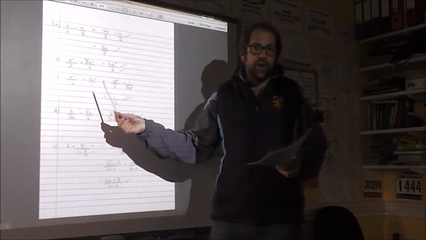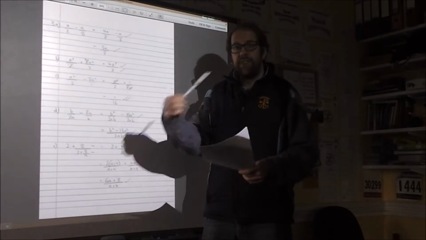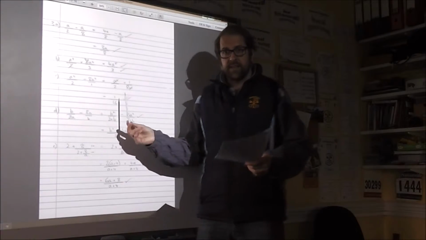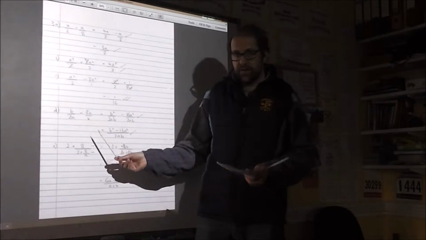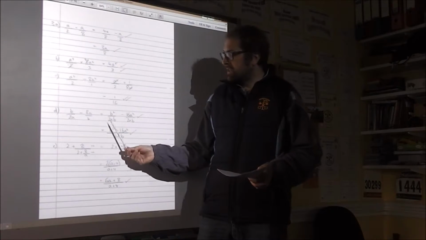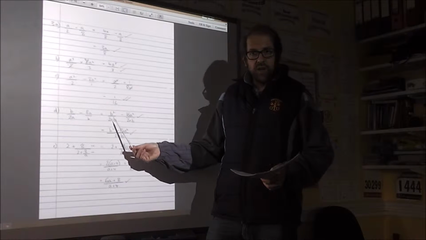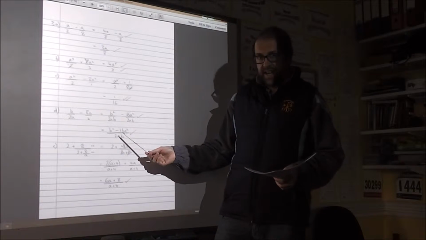With this one, when you divide by a fraction, I made it 8a squared over 1. Flip that upside down, do some cross-cancelling, and you get 1/16. Part D, again, the lowest common denominator of 2a and b is 2ab. So you've got to make both fractions with the denominator of 2ab, which gives you b squared minus 16a squared over 2ab.